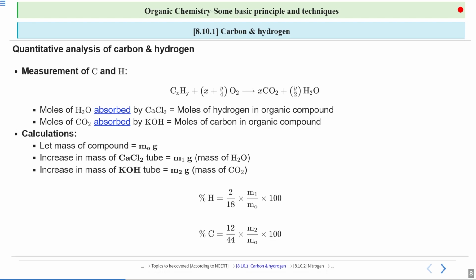For carbon, the formula is percentage of C equals 12 divided by 44 times m2 over m0 times 100. Here 12 is the mass of carbon in carbon dioxide and 44 is the mass of carbon dioxide. Using these formulas, we can accurately determine the carbon and hydrogen content of any organic compound.